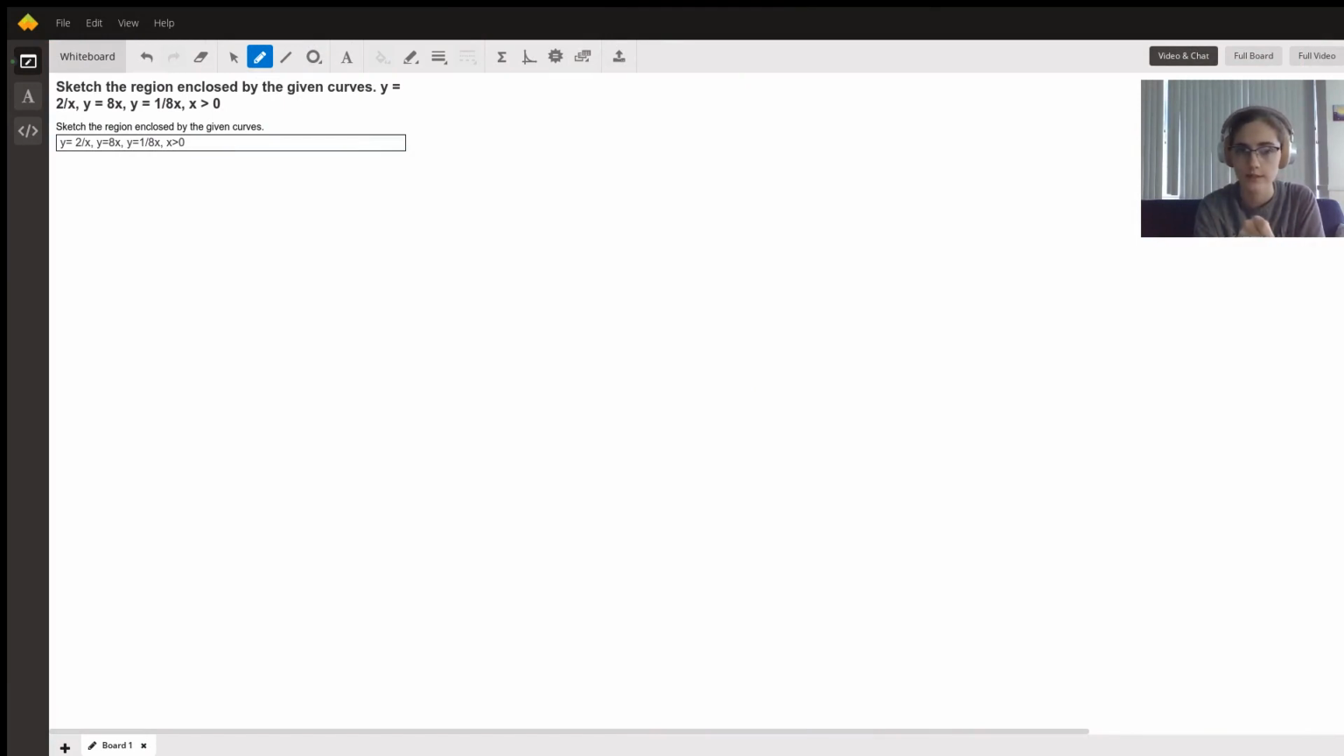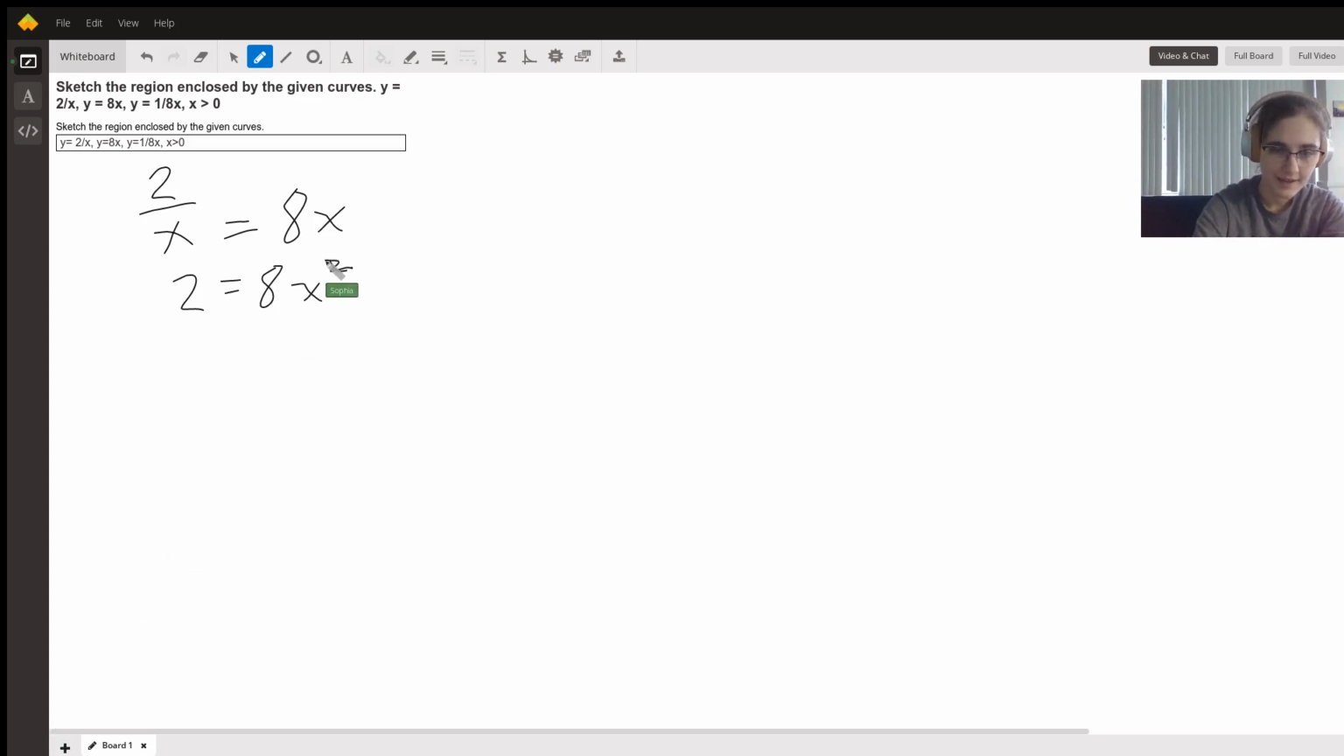So the way that we start this is we have to find the x values where each of the three lines intersect each other. To do that, we set them equal to each other and solve for x. For the first two, we say 2 over x equals 8x. Then multiply x on both sides: 2 equals 8x squared. Then divide by 8, so 1/4 equals x squared. So x is plus or minus 1/2. That's where the first two graphs intersect each other, and that's important so that we can find the scale of the graph. So that's the first two.